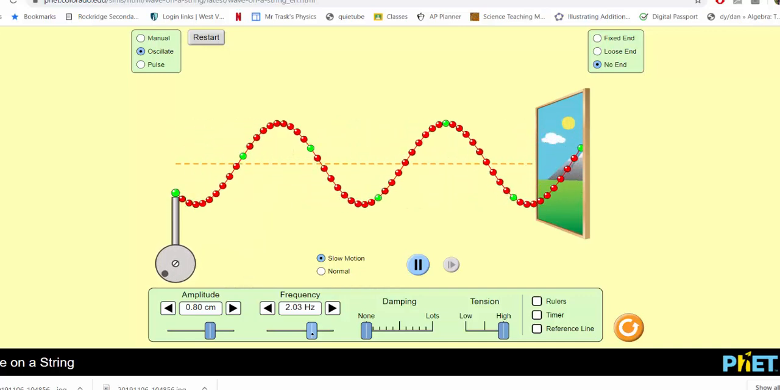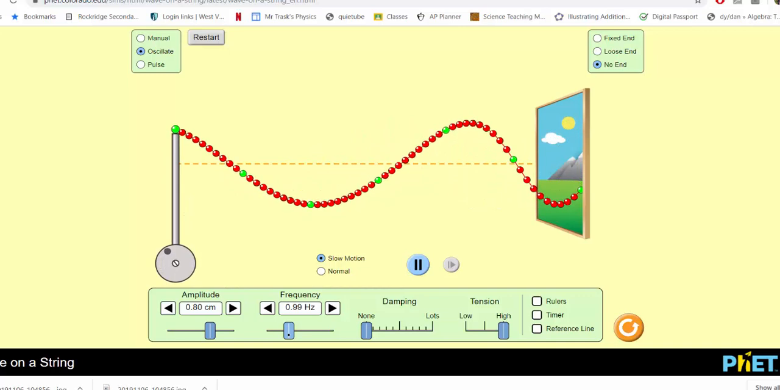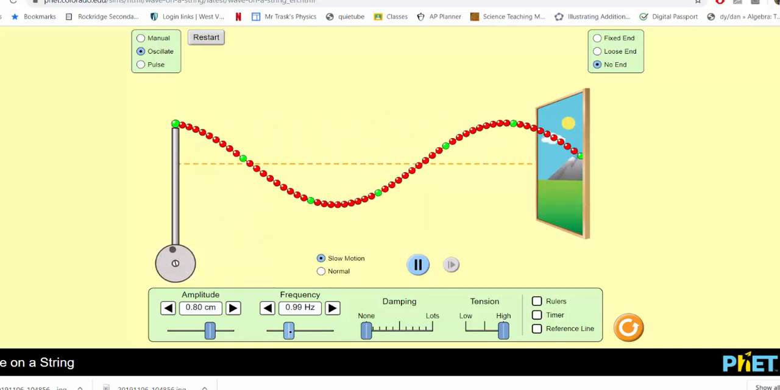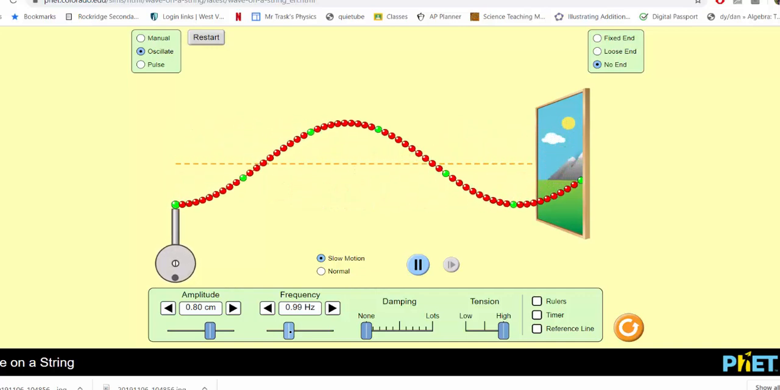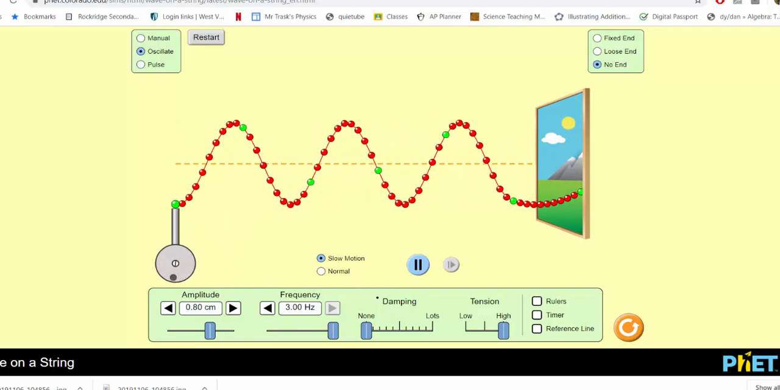What is related, though, you'll notice, is as I drop the frequency of the wave down, what changes as a result is the wavelength. So this would be a low frequency wave, and you can see it has a really long wavelength. And by comparison, these waves have a much higher frequency, but have a much shorter wavelength.